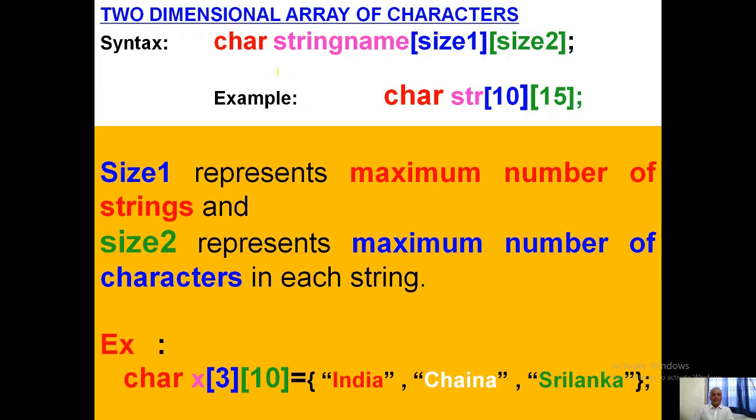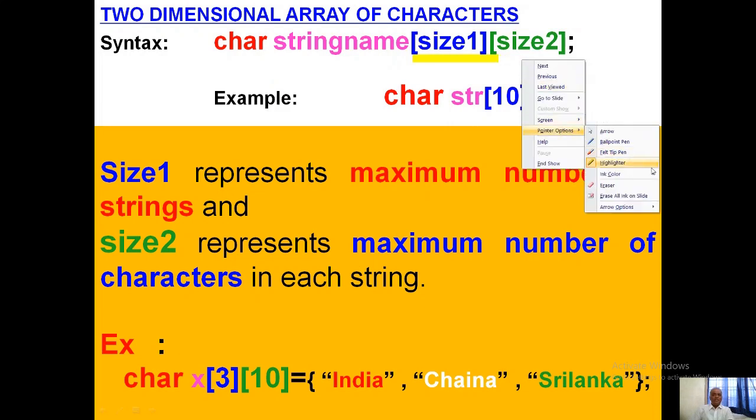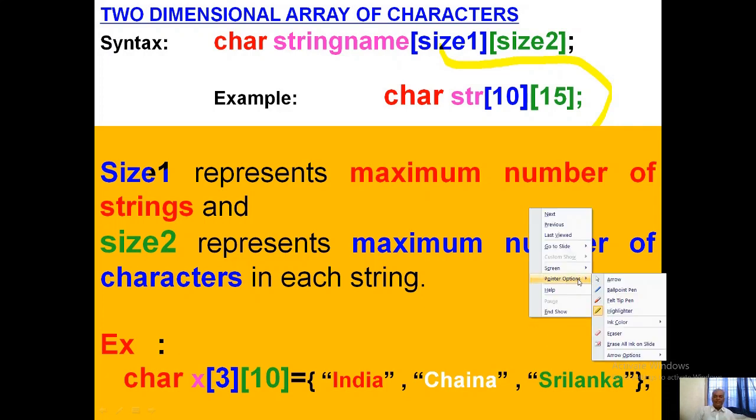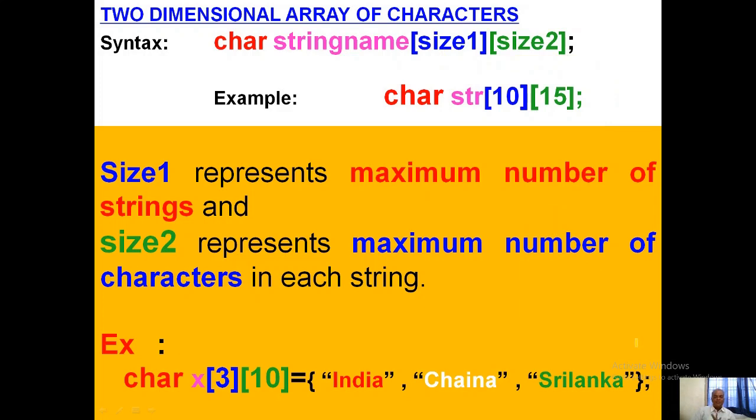Similarly, a two-dimensional array of characters. Instead of one subscript, here we are using two subscripts. That is the only change. Size 1 represents the maximum number of strings. In ordinary arrays, size 1 represents the number of rows and size 2 represents the number of columns. But here size 1 represents the maximum number of strings we are going to use, and size 2 represents the maximum number of characters in a string.